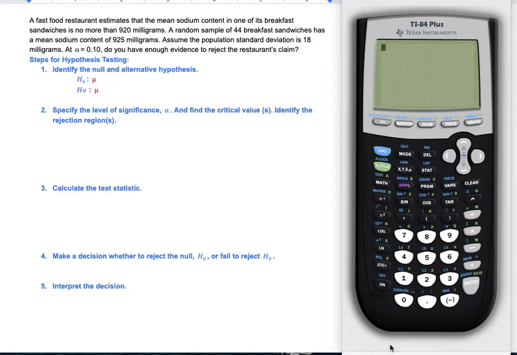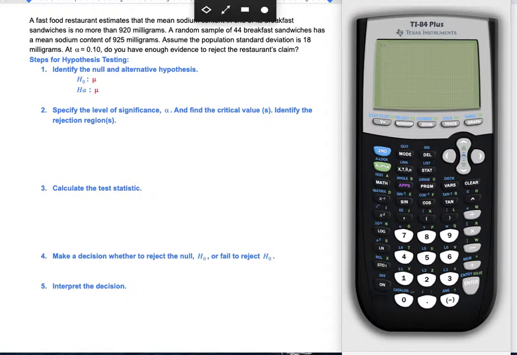In this video tutorial, you will learn how to perform a hypothesis test using the critical value approach. Let's consider the following example. A fast food restaurant estimates the mean sodium content in one of its breakfast sandwiches is no more than 920 milligrams. A random sample of 44 breakfast sandwiches has a mean sodium content of 925 milligrams. Assume the population standard deviation is 18 milligrams. At alpha equals 0.10, do you have enough evidence to reject the restaurant's claim?